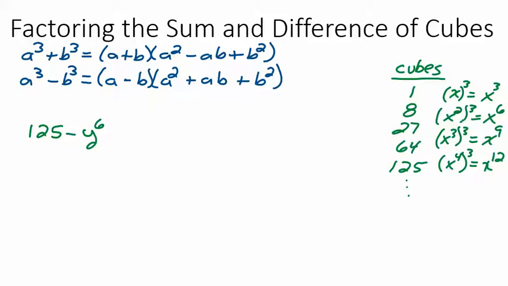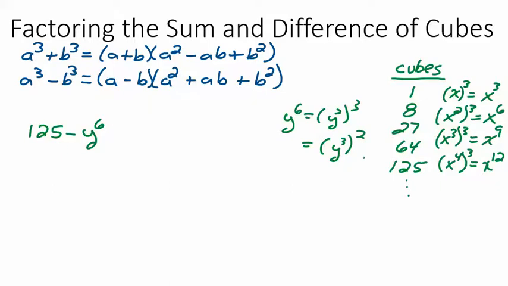So y to the 6th is y squared to the 3rd power, so that makes it a perfect cube. It's also y to the 3rd to the 2nd power, so it's a perfect square as well. Okay, so y to the 6th could be difference of squares, could be difference of cubes. So now we've got to check out the 125.